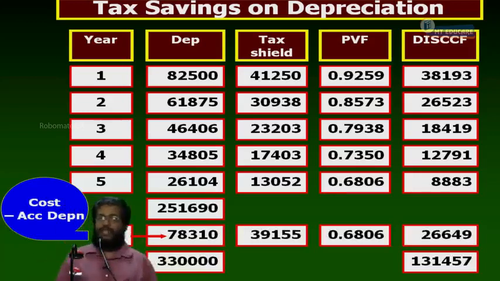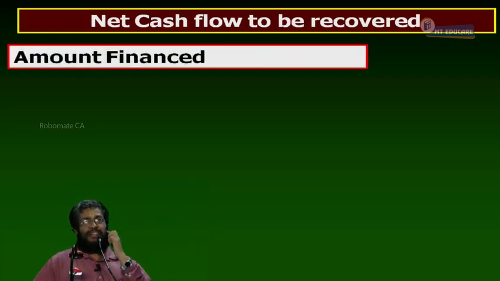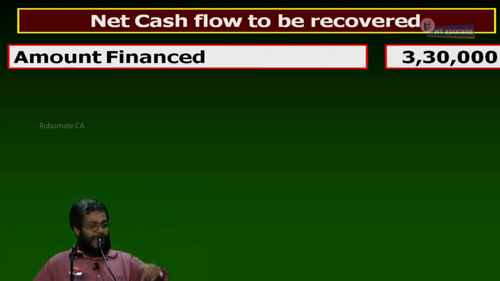Next, step 1 or step 2? Step 2. Amount to be recovered from lessee. Underline that. The first item is the cost of asset financed. I gave the lessee an asset worth how many rupees? 3,30,000. You should pay me that money, or not?